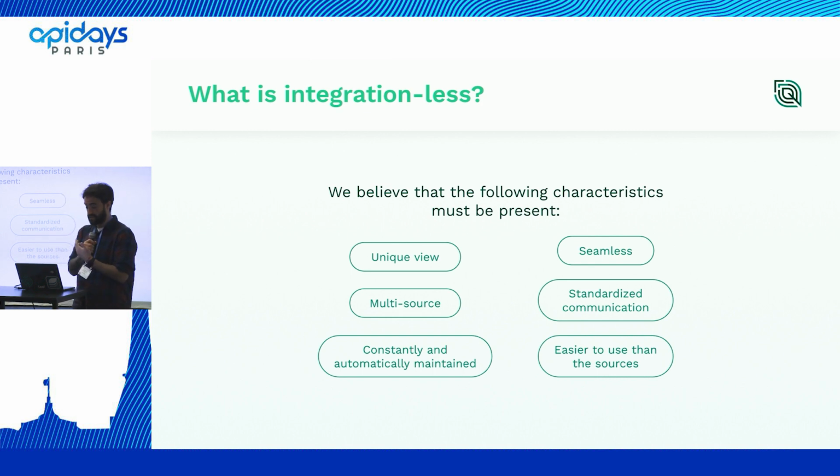It should be seamless, so all the data looks the same. It should use standardized communication, so we use REST and JSON, and JSON in our case. And it needs to be easier to use than the source, otherwise people will connect directly to the sources.